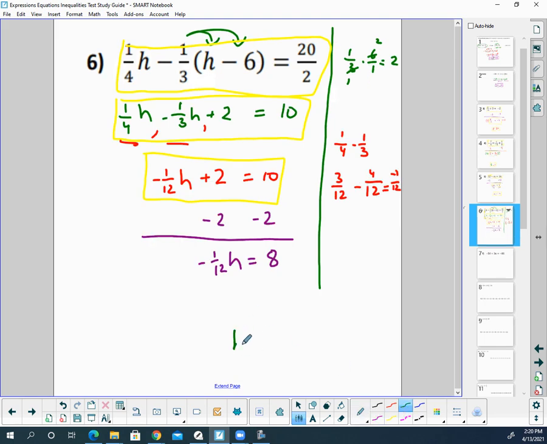Well, I want to get just h by itself, so I'm going to multiply by the reciprocal of negative 1/12, which is negative 12/1. Negative 12/1 times negative 1/12 is positive 1, or 1h in this case. If I multiply one side by negative 12, I need to multiply the other side by negative 12. Positive 8 times negative 12 is a negative. 8 times 12 is 96. So the answer to number 6 is negative 96.